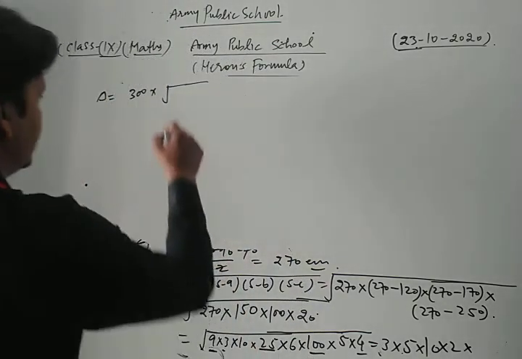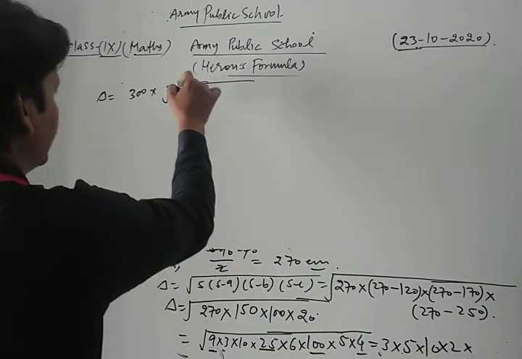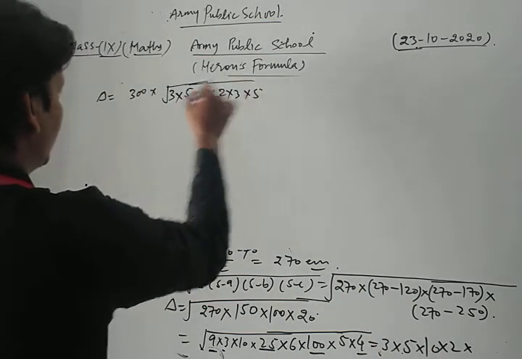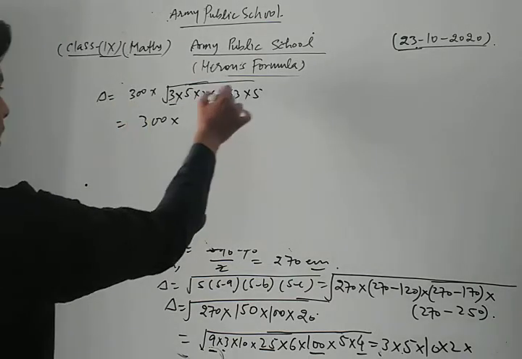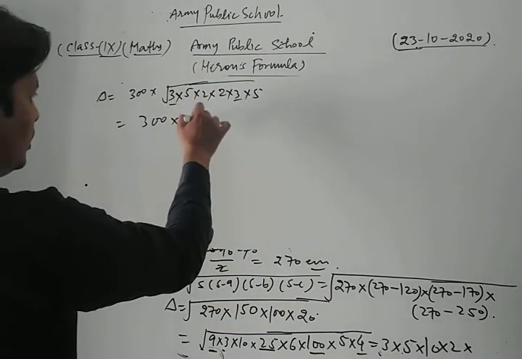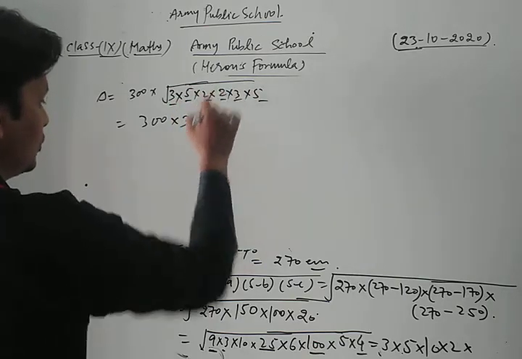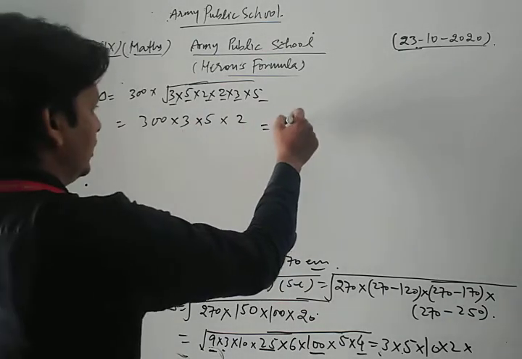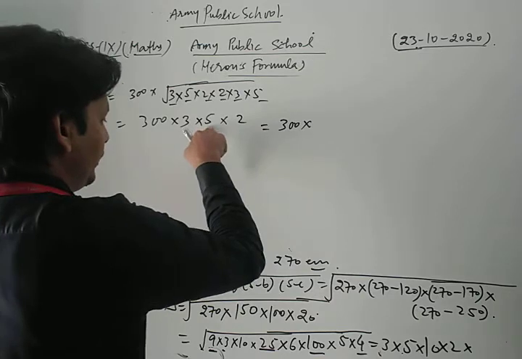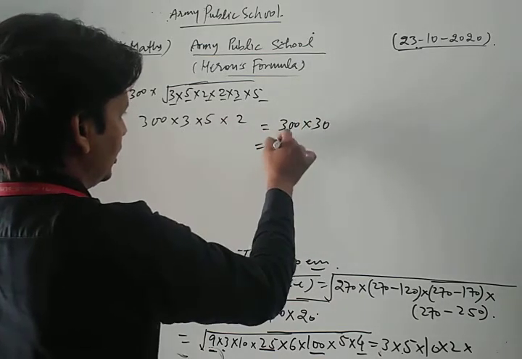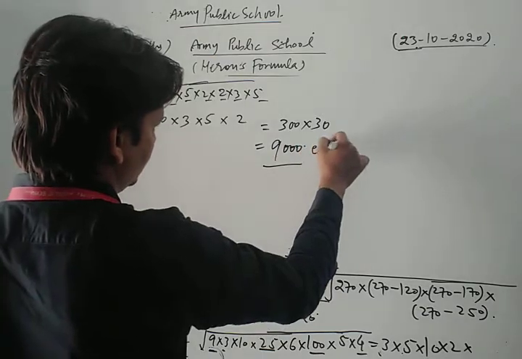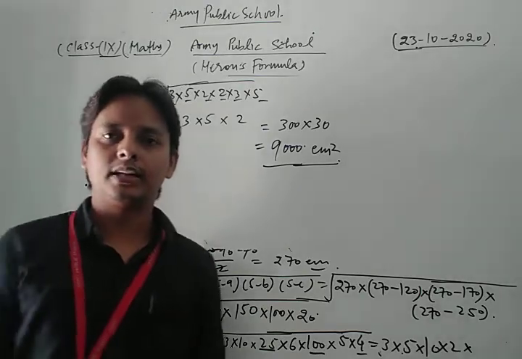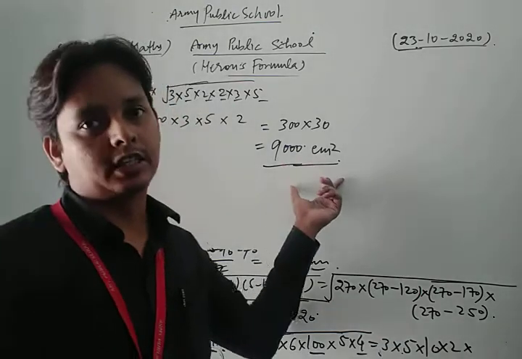We write 3 as it is, we write 10 as 5 into 2, and we write 6 as 2 into 3. Look, 3 is in pair, so 3 comes out, 5 is also in pair, so 5 comes out, and 2 is also in pair, so 2 comes out. So we get 300 into 5 3s are 15, 15 2s are 30, 30 3s are 90, that is 9,000 centimeter square. Thus, dear student, the required answer of this question is 9,000 centimeter square.